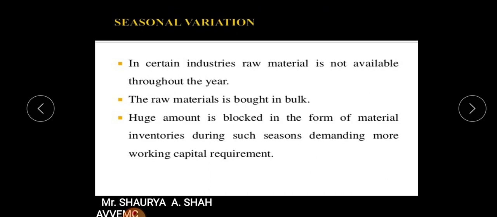Now the next factor is seasonal variations. What do you include in that? In certain industries, raw material is not available throughout the year. The raw material is bought in bulk. A huge amount is blocked in the form of material inventories during such a season, so more working capital is required. Take for example the beverage industry, who are making mango juices. Now mango is available for a particular season only, either four months or five months during summer. Again, take the example of Fruity.